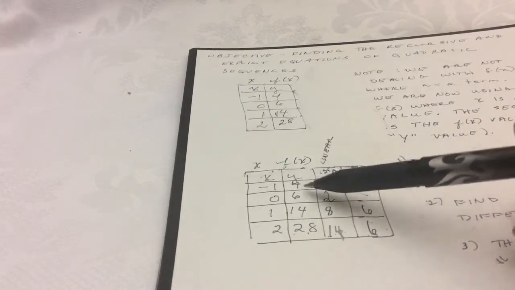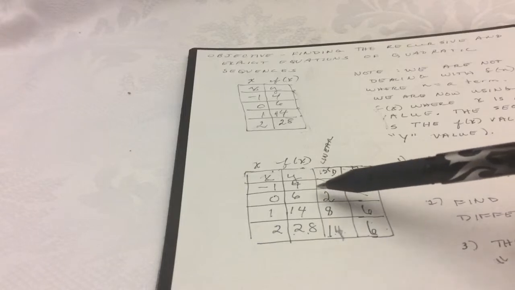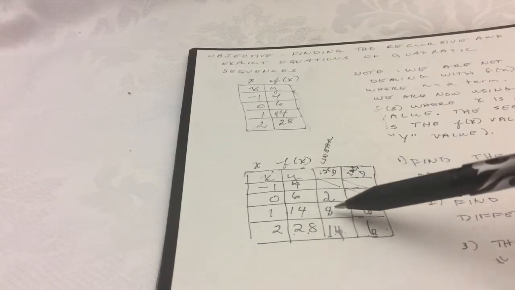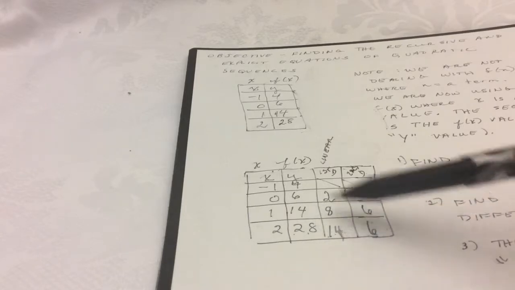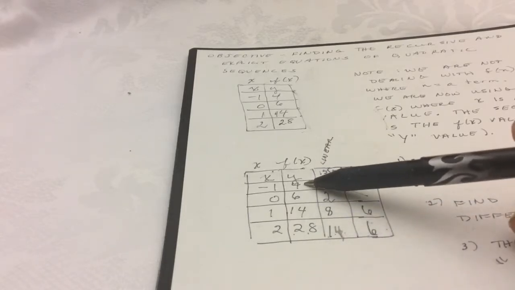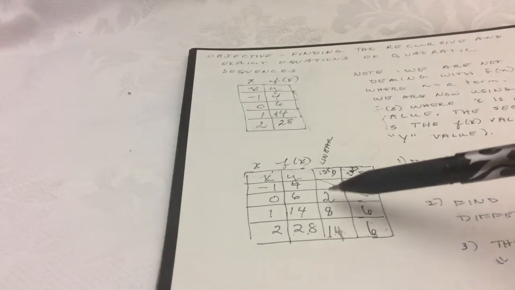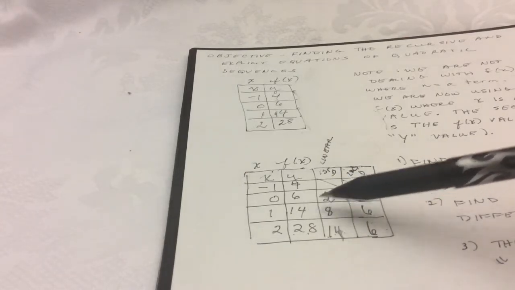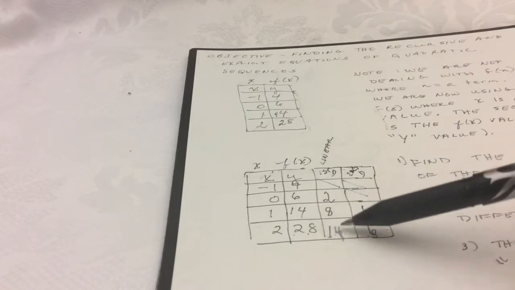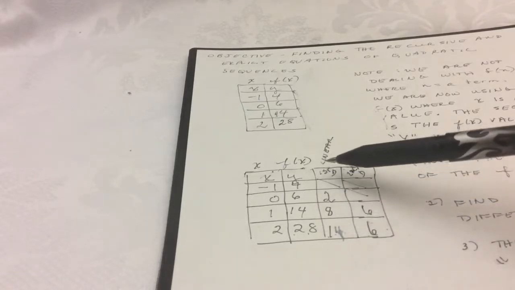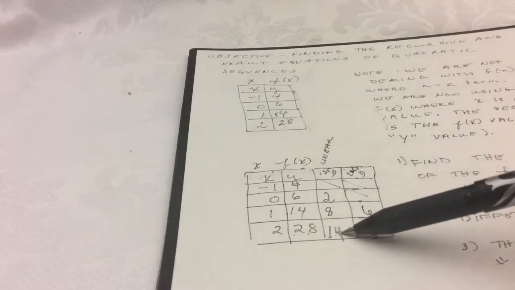So when we go from 4 to 6, we get 2. When we go from 6 to 14, we get 8. And when we go from 14 to 28, we get 14. We said, what can we add to 4 to get 6, which is 2? What can we add to 6 to get 14, and it's 8? And what can we add to 14 to get 28, and it's going to be 14? And notice that there is no constant value.